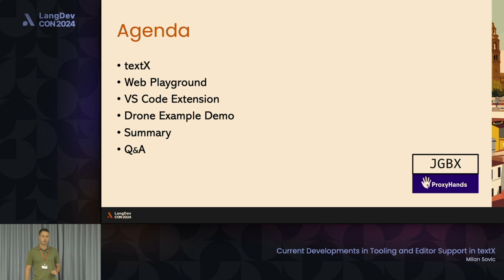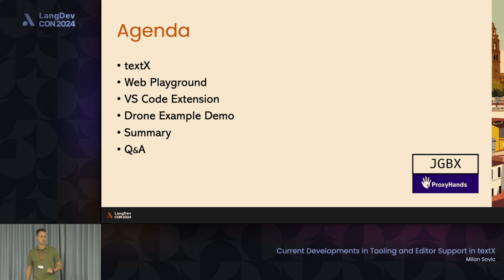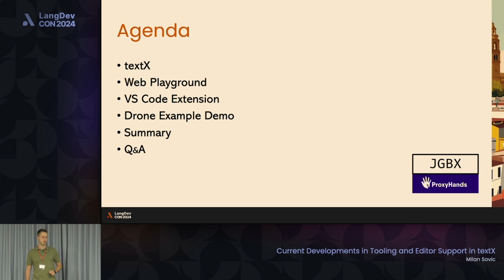After each section, I will do a short demonstration. So there will be 3 small demos for CLI, Playground, and the VS Code extension. And they will all be based on the same drone example.